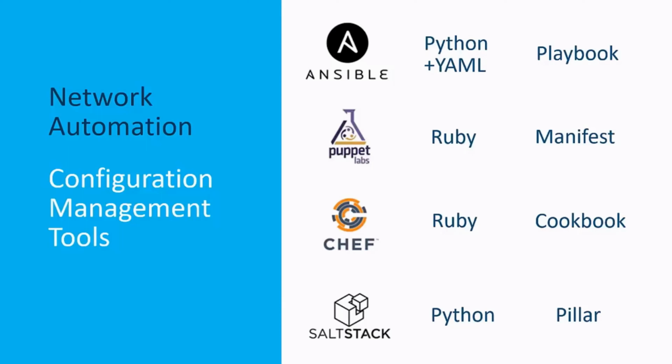Ansible uses Python and YAML, whereas Puppet and Chef use Ruby and SaltStack uses Python. These management tools use recipes to script changes and automate changes over the network. Ansible uses playbooks, Puppet uses manifests, Chef uses cookbooks, and SaltStack uses pillars.